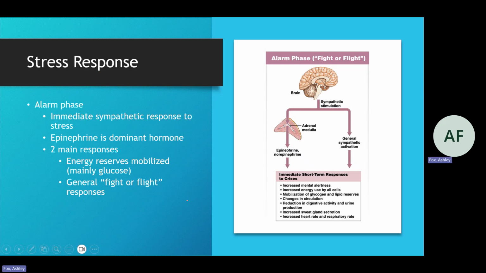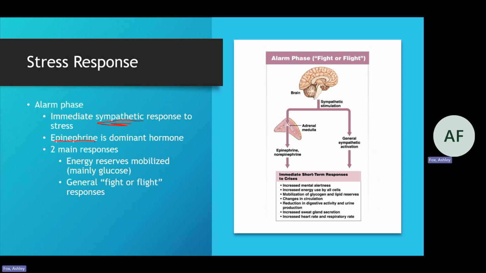So the first phase is your alarm phase, which is the initial fight or flight. Again, that's the sympathetic, the immediate response. All of a sudden, you're scared. Or you have test anxiety. You've got a test or something. So it's the initial response.